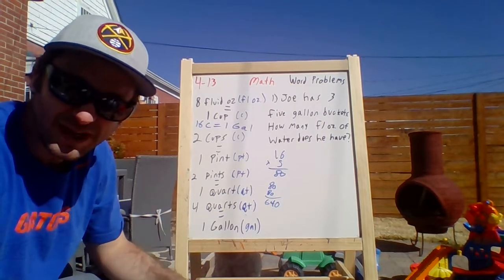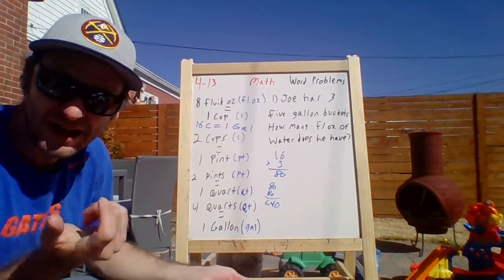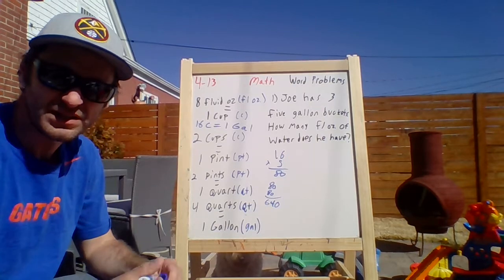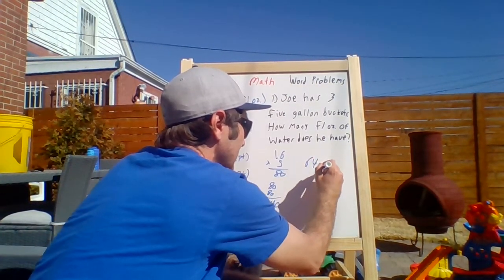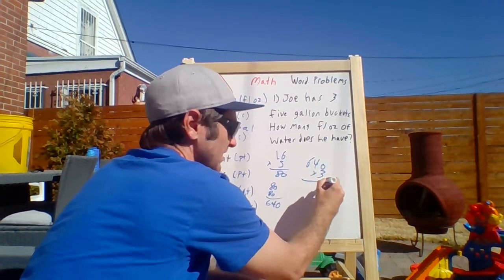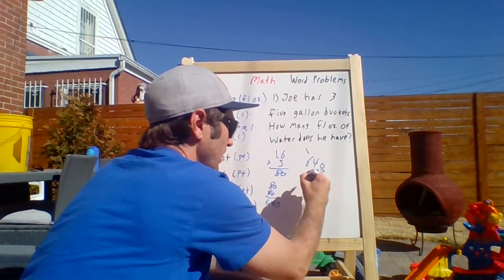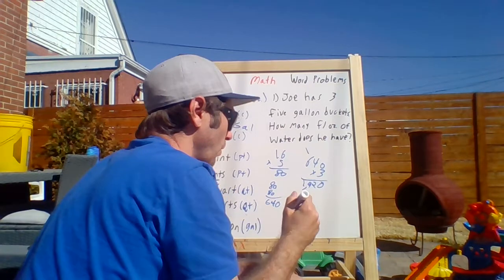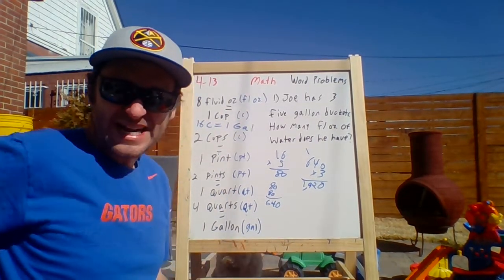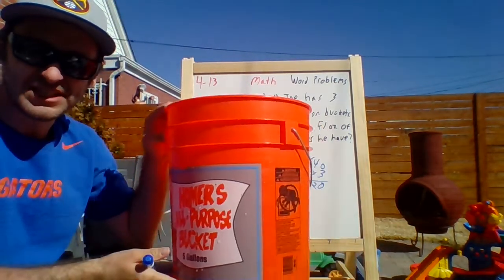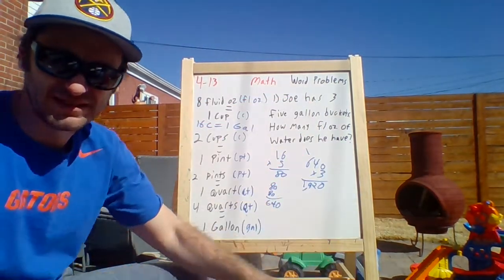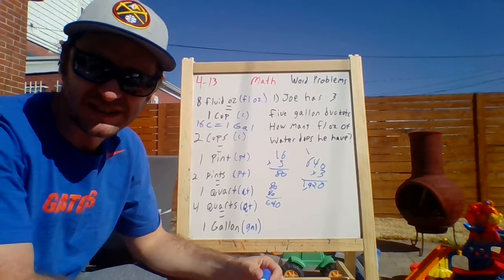640, we know there's 640 ounces in one 5-gallon bucket. We've got 3. So let's do 640 times 3, shall we? 0, 2, carry the 1. We're left with 1,920 fluid ounces in 3 of these 5-gallon Home Depot buckets. And those are great. They're useful for so many things.